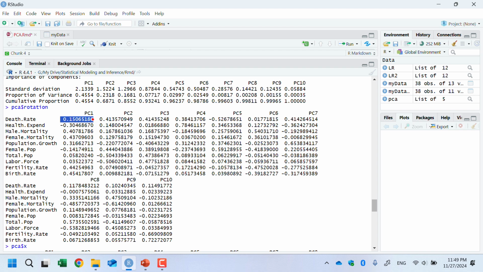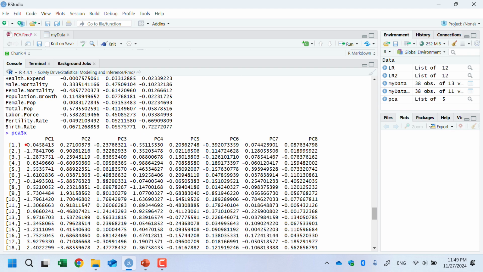Okay, so again, what do these numbers mean? So PC1, death rate, this is the coefficient for this number. Of course we use the standardized number, so we are not directly putting in the death rate, but we are using the standardized death rate here, and then multiply by this number, plus standardized health expenditure times minus 0.30468670, plus and so on. Then you can calculate the PC1 for the first country, and you can calculate the PC2 for the second country, and so on.